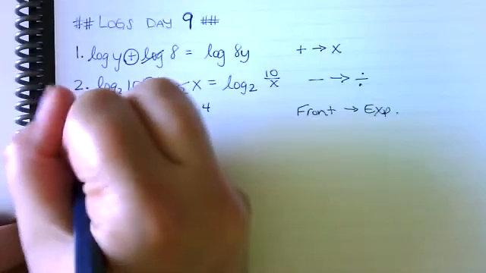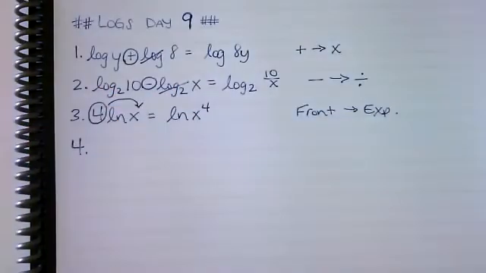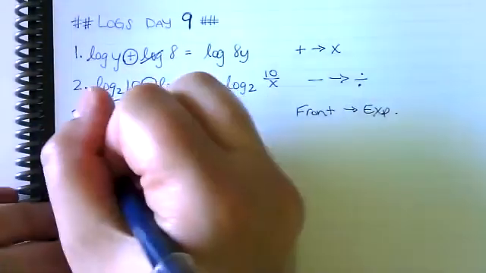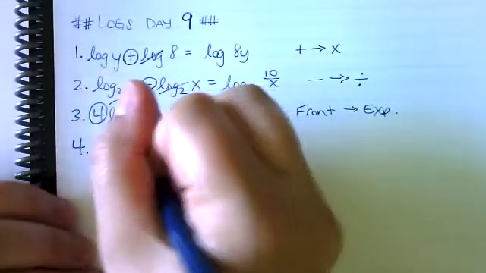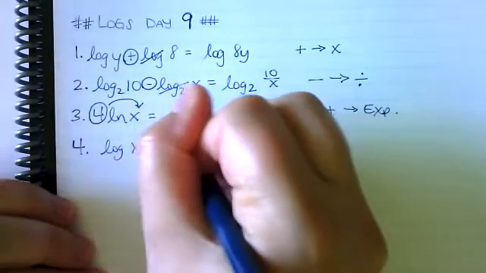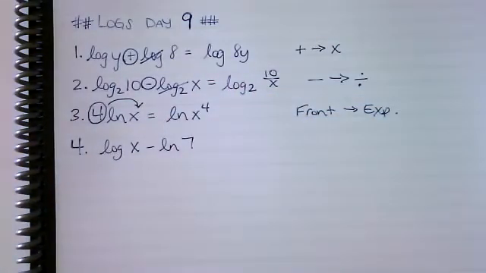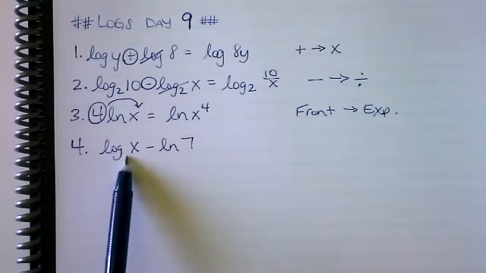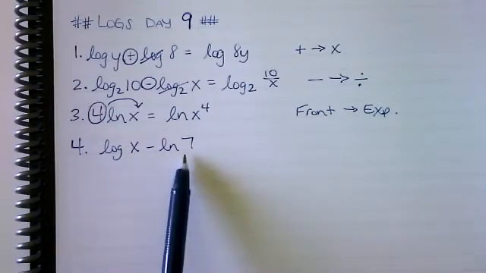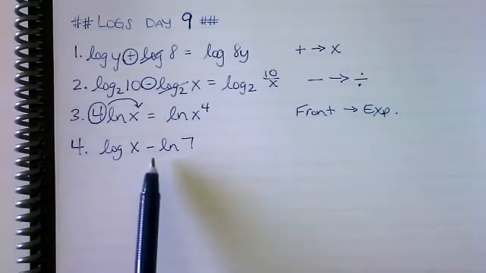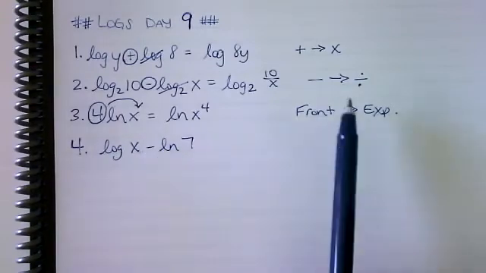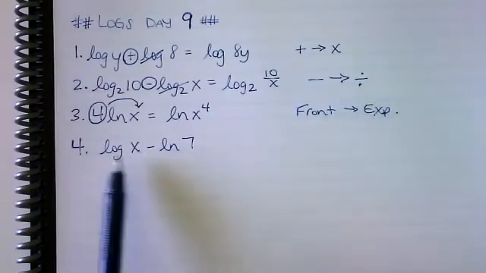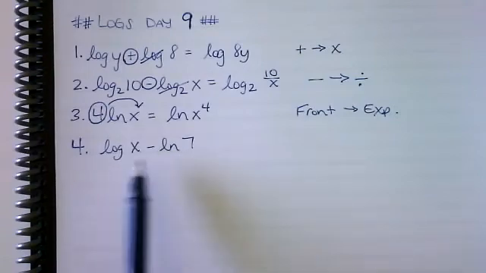Okay, and then our last question for this video is going to be log of x minus the natural log of 7. So for this question, the first thing you need to look at is these two logs are not the same. This is just a log base 10. This is a natural log, which has a base of e. So just because I see a subtraction sign here, I'm not turning it into division, because these logs are not the same. I'm not allowed to combine those.